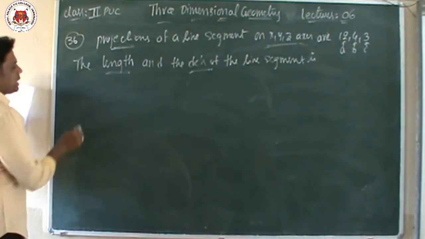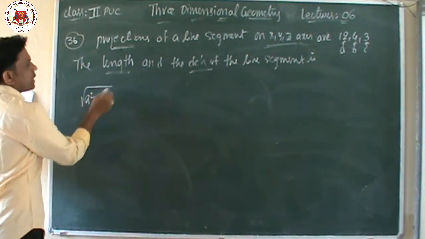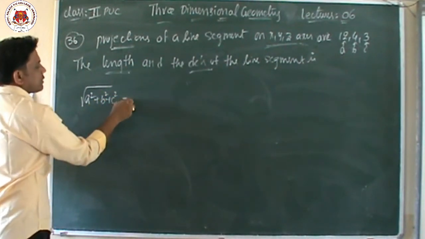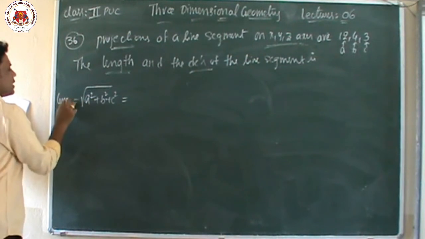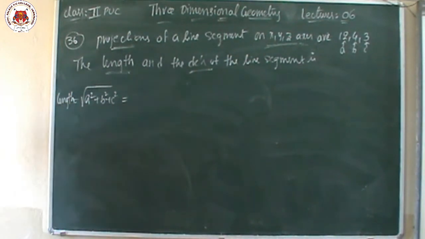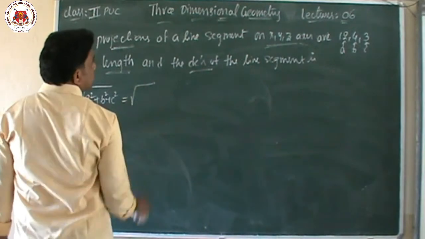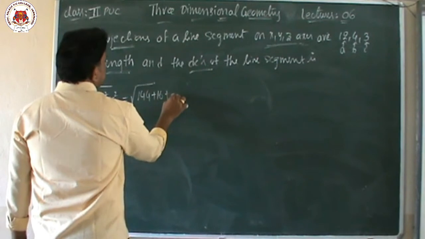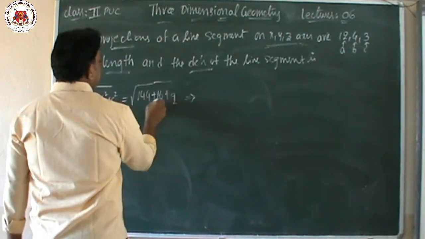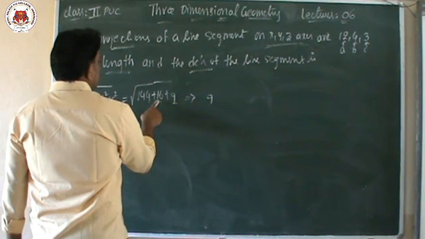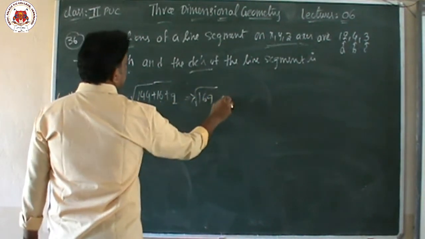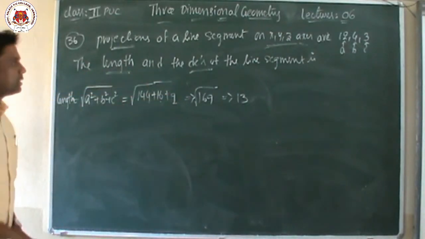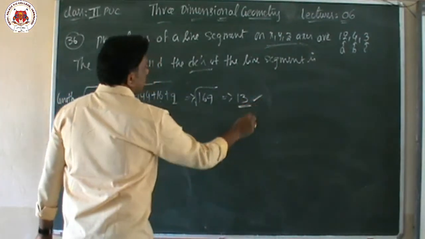The length of the line segment is given by the formula square root of a square plus b square plus c square. So it is square root of 12 square, which is 144, plus 4 square, which is 16, plus 3 square, which is 9. That is 169, and the square root of 169 is 13. So the length of the line segment is 13.